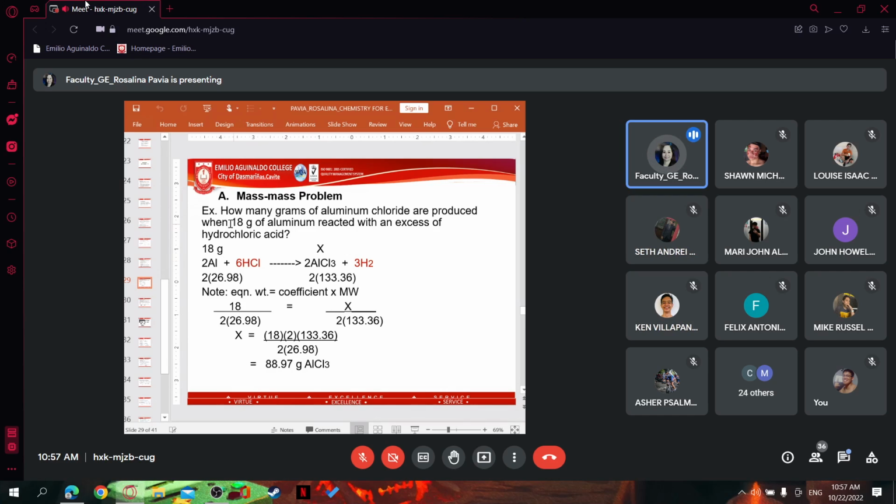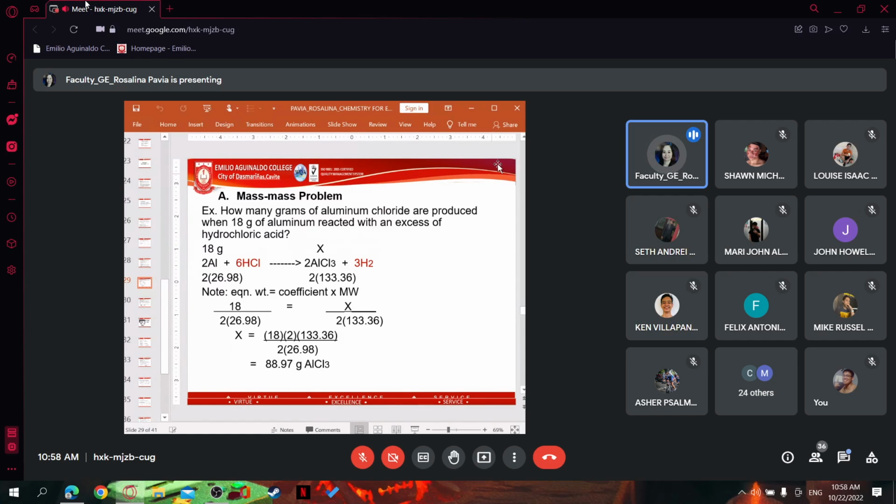Okay? So the problem goes this way. How many grams of aluminum chloride are produced when 18 grams of aluminum reacted with an excess of hydrochloric acid? So when you say excess, this is the reactant that is in excess. Meaning, ubos na si aluminum, mayroon pang naiwang HCl. So in this case, your limiting reactant is aluminum. You will know what is limiting reactant later.